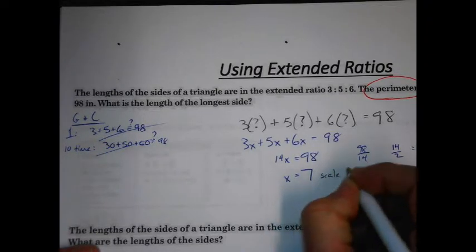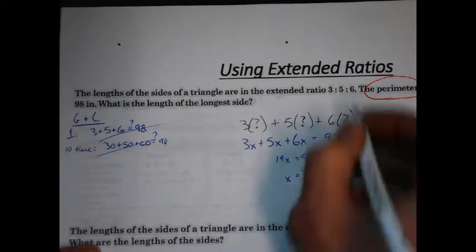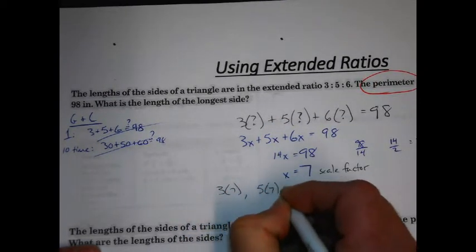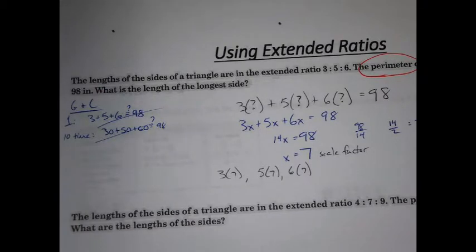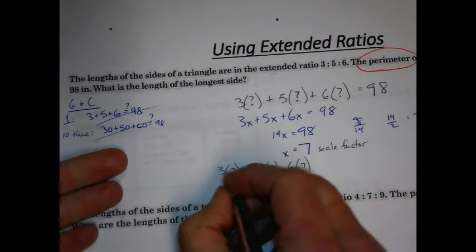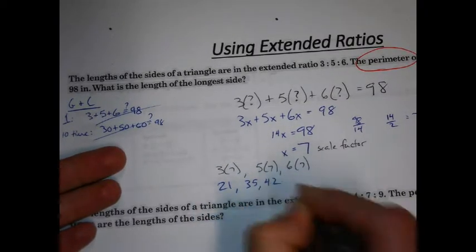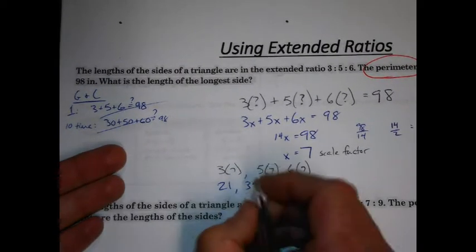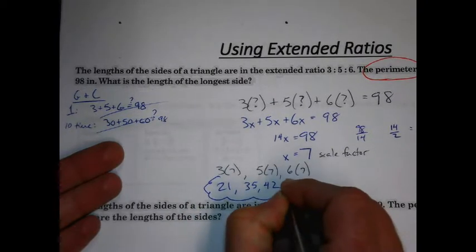So what do we do with that scale factor? We multiply by each of the sides. So our sides would then be 3 times 7, 5 times 7, and 6 times 7. Notice how important the scale factor is, which, again, the book doesn't talk too much about, and I like scale factors. So we have the sides of 21, 35, and 42. When we add them, do we get a perimeter of 98? Yes, we do. So we have our three sides, and that's how the extended ratio works.